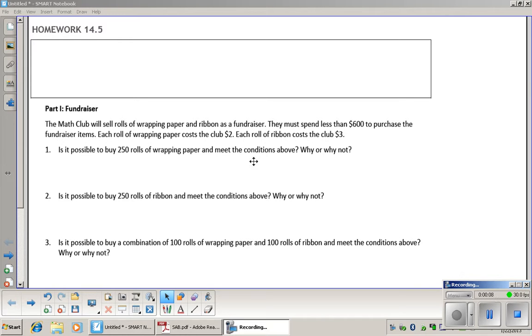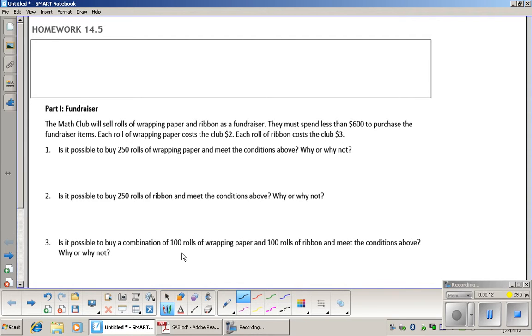Let's get to it. We're looking at the homework for tonight. You were asked to do first page, back page, and number one on the Staying Sharp. So let's get to it.